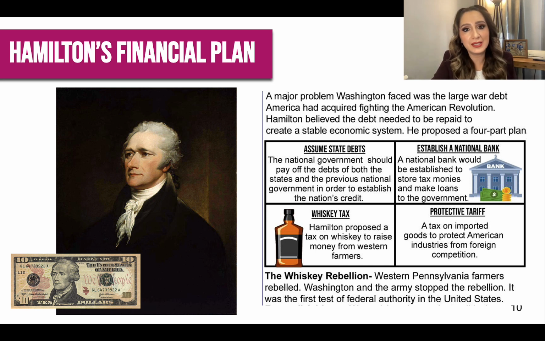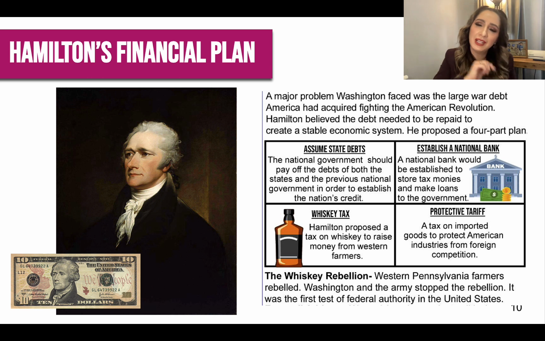The other thing he said was we need to start bringing in money. And so we need to tax our country. And the very first tax was the whiskey tax. Hamilton proposed a tax on whiskey to raise money from Western farmers. So why are farmers getting taxed if it's a tax on whiskey? Well, whiskey is made out of corn and farmers grow corn. So that's why.